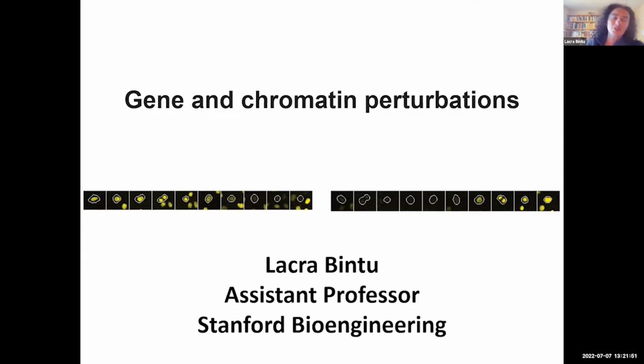I really enjoyed the previous presentation. Even though I knew some of it, it was nice to see it in history, historically and in context. So I'm going to tell you something a little bit different, as Kaya talked about, which is not a seq technology, but talking about how you perturb gene expression in chromatin.